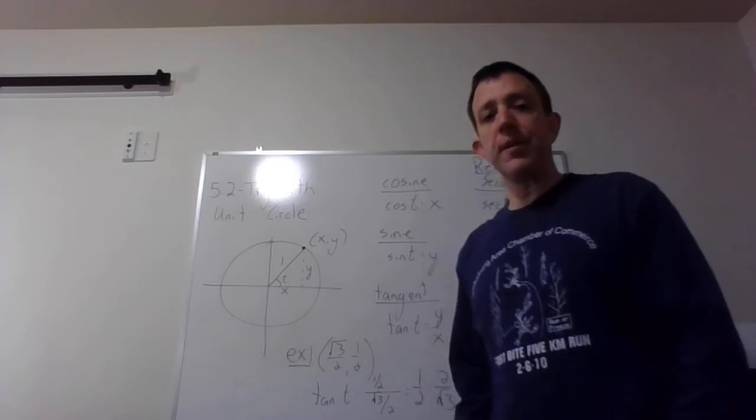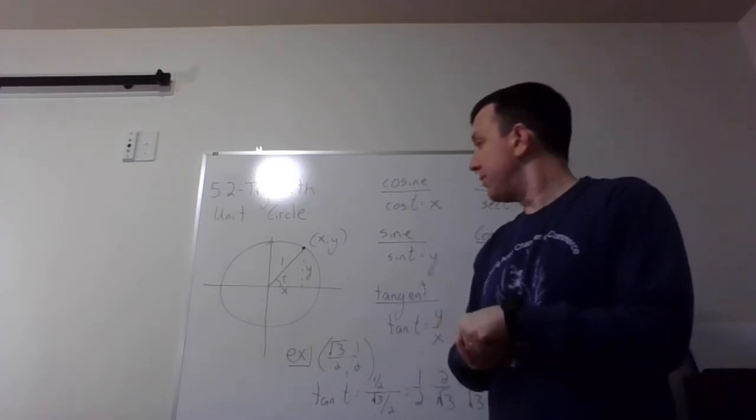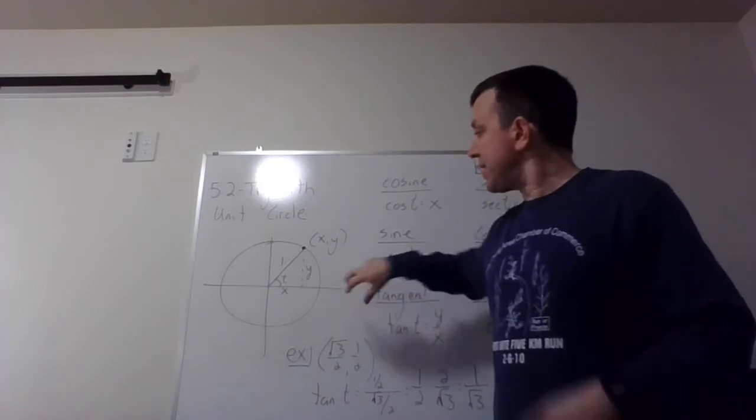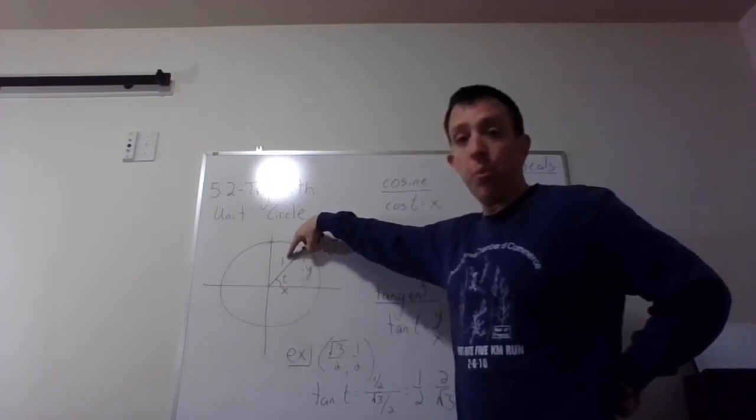Today, trig with a unit circle. So this would be section 2 in your book, 5.2. We're going to get started. So basically, here's what we're working with. We're working with a circle that has radius 1.